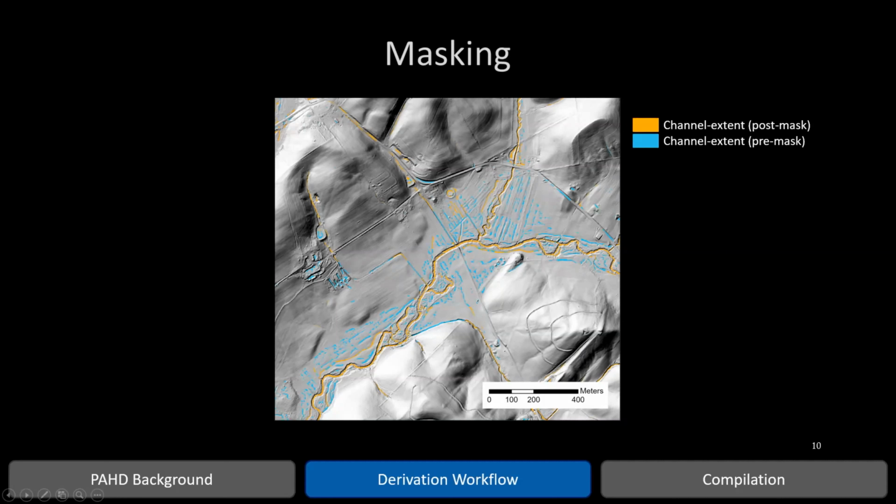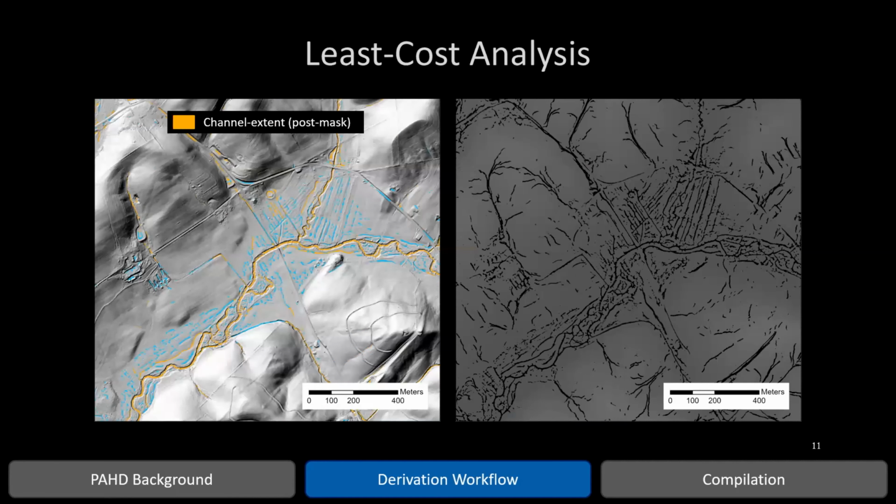Now, unfortunately, there are some channelized features that probably do represent actual stream channels that have also been winnowed out. And I kind of need to add those back in. So at this step, I'm working with all these orange segments, all these little disconnected segments that I want to connect up into a single cohesive data set. So I perform least cost analysis.